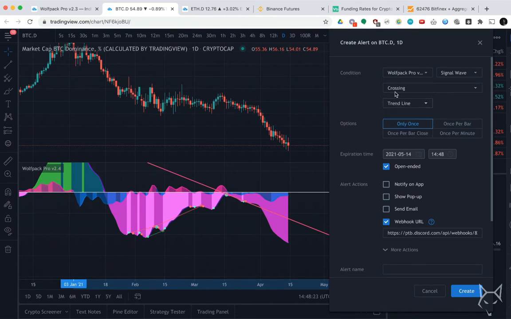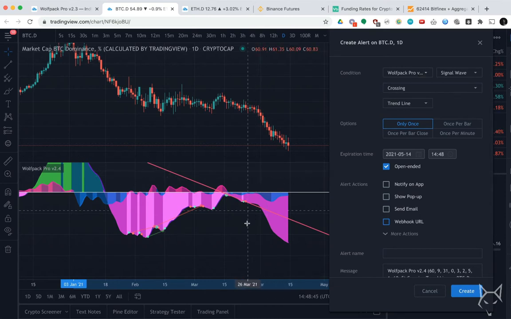So when Wolfpack Pro crosses over the trend line, it's going to only ping us once. We don't need a recurring notification on this one. You can set it up to send you an email or an alert on the app if you're using that. And the last thing we want to make sure is that we're choosing the correct wave.